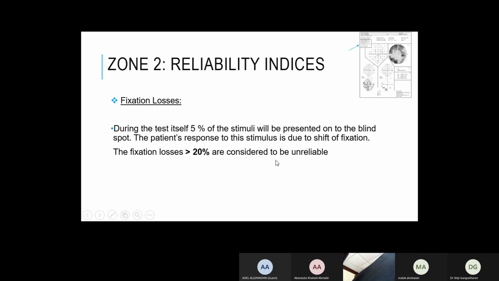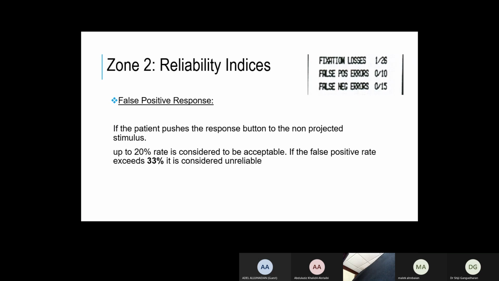For zone 2, we have the reliability indices. The first one is fixation loss. During the test, 5% of the stimuli will be presented on the blind spot. The patient response to this stimulus is due to shift in fixation. So when the light shines in the blind spot and the patient presses the trigger, that means that he moved his eyes and it will be counted as fixation loss. Fixation loss of more than 20% is considered an unreliable test.